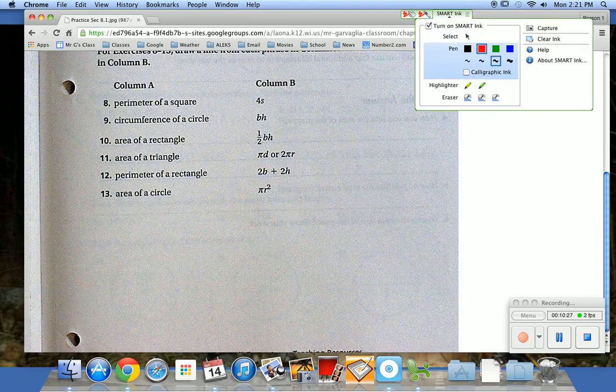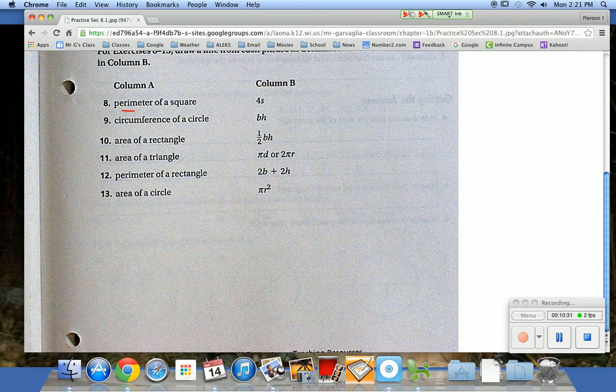Perimeter. Take a look at this. If I'm looking at a perimeter of a square, which one of these would be a perimeter of a square? Tristan, what do you think? Remember, a square has 4 equal sides, right? Top one. 4S, 4 times S. 4 times one side would give you a square.